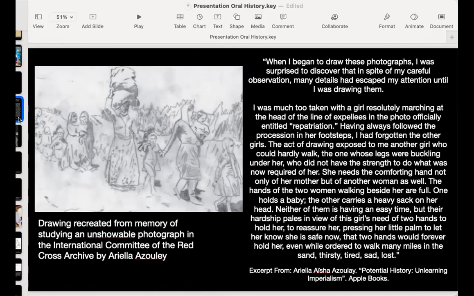And as you can see from Aurelia Azule's account here, she says that when she began to draw this photograph, she was surprised to discover in this photograph, something from the International Committee of Red Cross Archive that wouldn't allow her to show, that she began to realize many details that had escaped her attention.